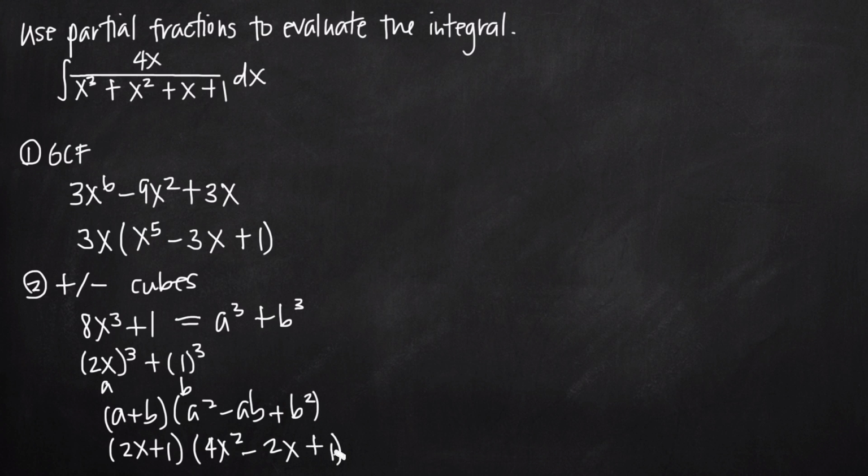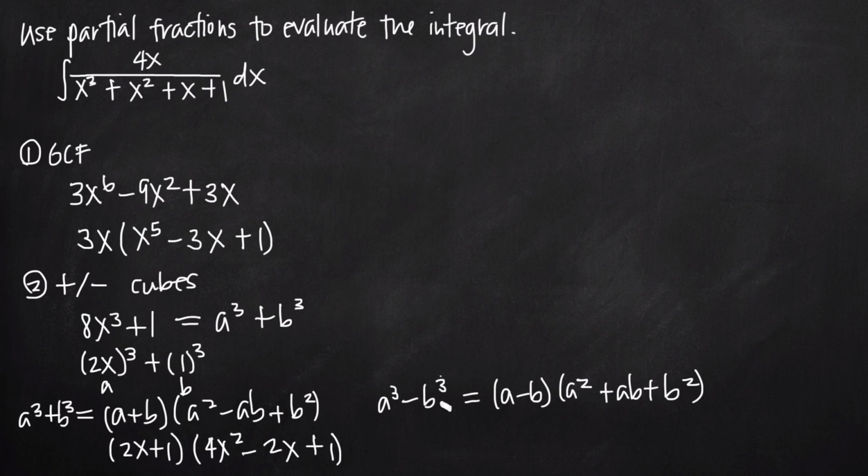We can also use the special formula for the difference of two cubes. So we said this formula was for the sum of two cubes. If we want to say the difference of two cubes where we can identify a and b, then that's going to be equal to quantity a minus b times a squared plus ab plus b squared, and we can factor it that way.